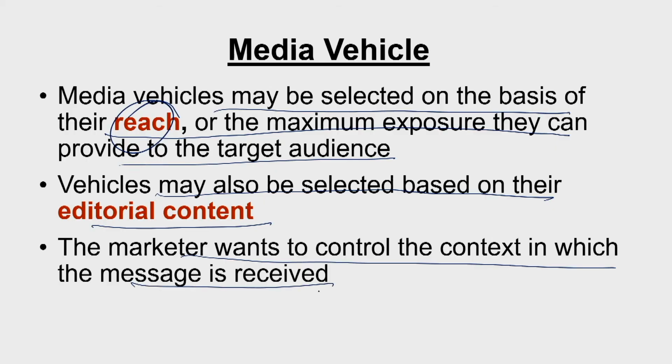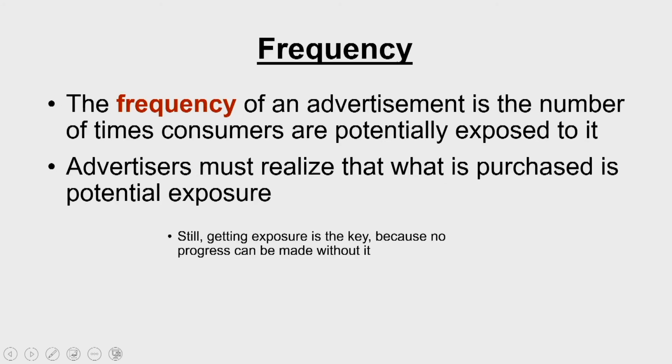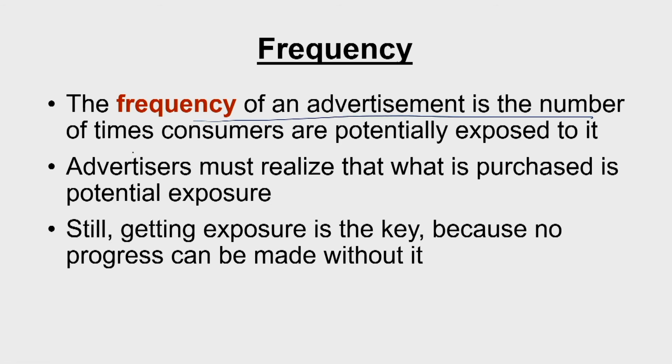Now, the marketer wants to control the context in which the message is received, because the context also has a lot of role to play, and so the marketer is interested in controlling the context in which the message is received by people. Frequency is another factor. The frequency of an advertisement is the number of times consumers are potentially exposed to it. So, how many times is the ad placed?